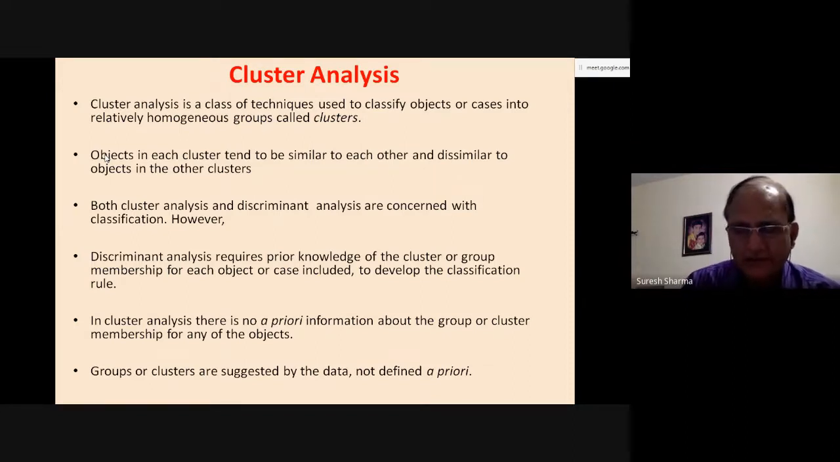There are two techniques: one is cluster analysis, another is discriminant analysis. Both techniques are known as classification techniques. But where is the difference? The difference is that in discriminant analysis, you should have prior knowledge that this is in this group and this is in this group, while no prior knowledge is required in cluster analysis. Only the data will speak. Data will tell you how many clusters there are. That's the difference between discriminant and cluster analysis, right? Groups or clusters are suggested by the data, not defined a priori.